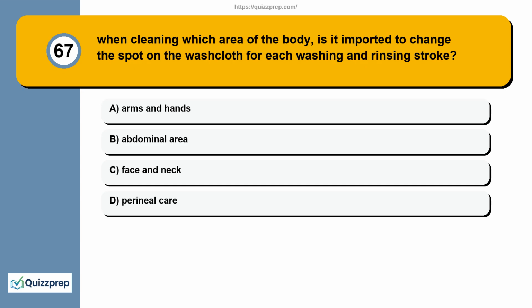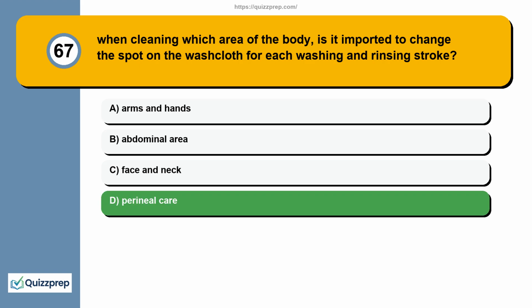Question 67. When cleaning which area of the body is it important to change the spot on the washcloth for each washing and rinsing stroke? Option A, arms and hands. Option B, abdominal area. Option C, face and neck. Option D, perineal care. The correct answer is option D, perineal care.